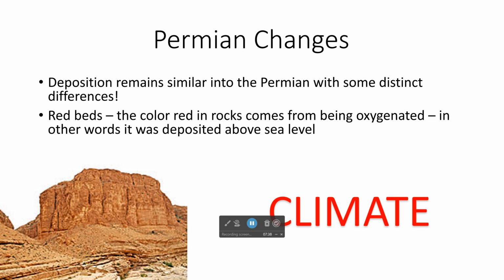Now into the Permian, we're still seeing this kind of rising and falling sea level sequence, but there are some distinct differences. We see an increase in the number of red beds and terrestrial sediments that form as Pangea is finally coming to completion. The color red in rocks comes from being oxygenated, which typically happens above sea level, so it's indicating a drying climate.